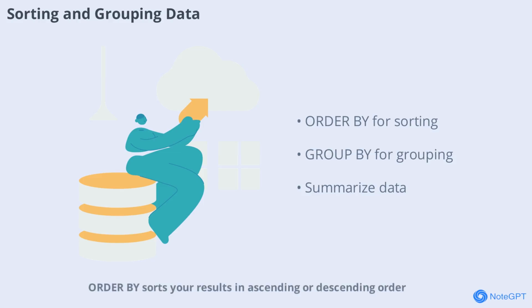ORDER BY sorts your results in ascending or descending order, like SELECT emp_name FROM emp ORDER BY emp_name DESC. GROUP BY groups similar data, often used with aggregate functions. For example, SELECT name, SUM(sal) FROM emp GROUP BY designation shows total salary by designation. These tools help you organize and summarize your data effectively.